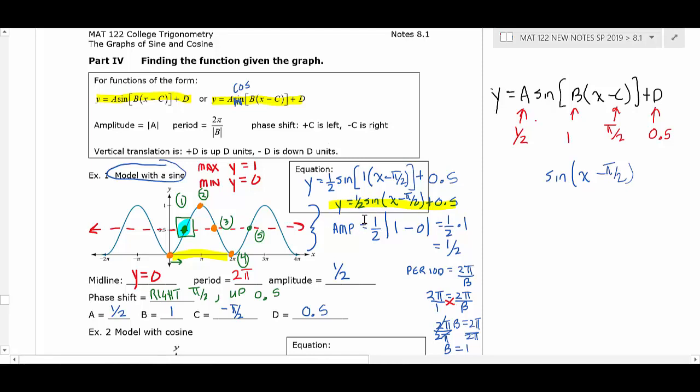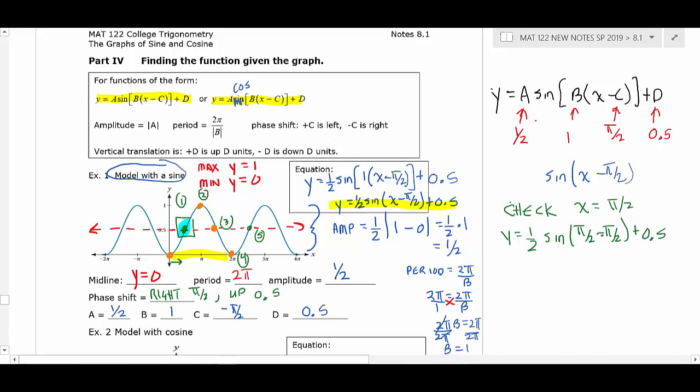Now again, you could check this problem. And you know, math is great because you can check everything you do. So let me just show you this on a couple of problems. What you can do is just pick an x value and plug it in. Let's keep it simple and let's do x equals pi over 2. And then I'm going to plug into my answer. So I'd have y equals 1/2 sine pi over 2 minus pi over 2 plus 0.5.